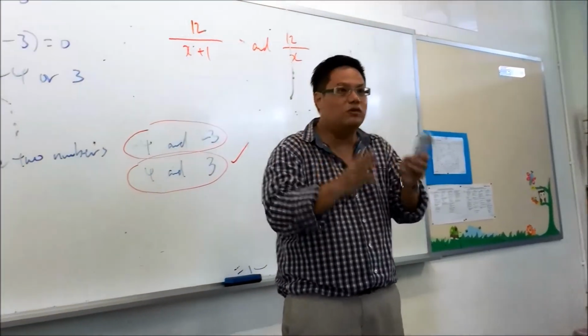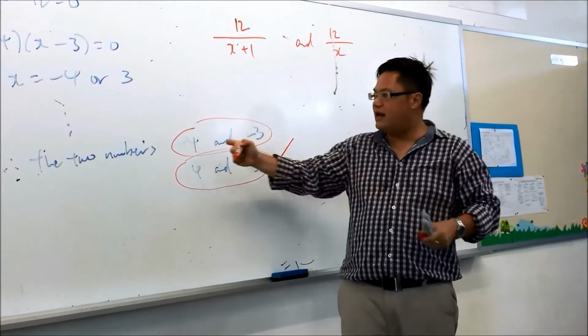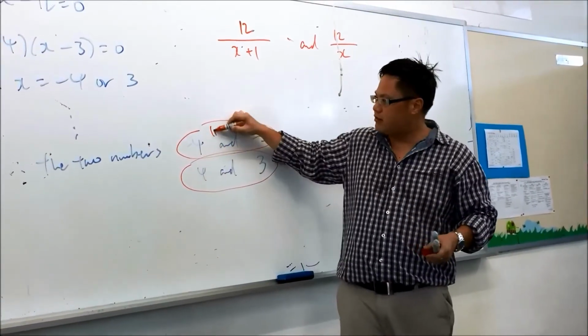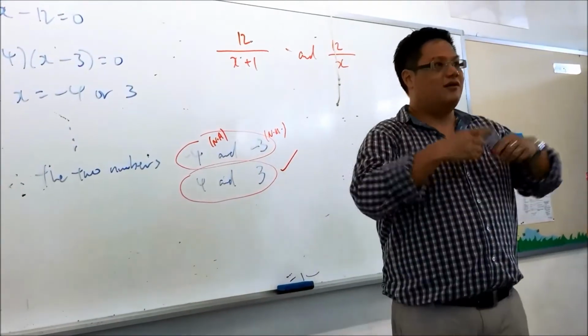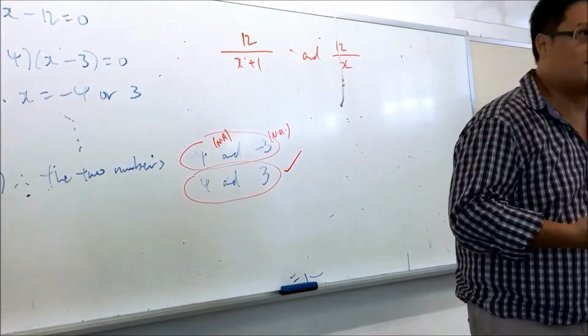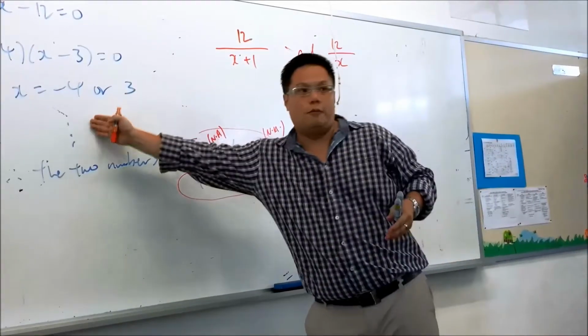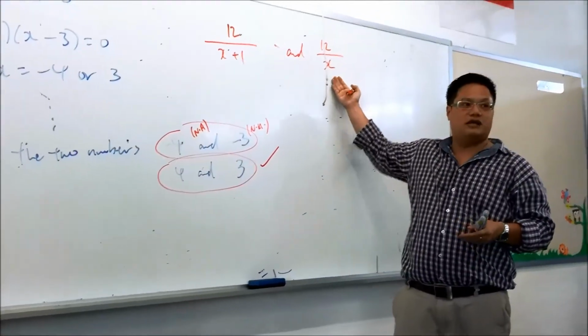When we realize that the two numbers are positive, the moment I have this, I'll reject it already. This is not applicable. Rejected, because it doesn't answer our question. When x is negative, you plug it inside, 12 over negative 4 is negative 3.